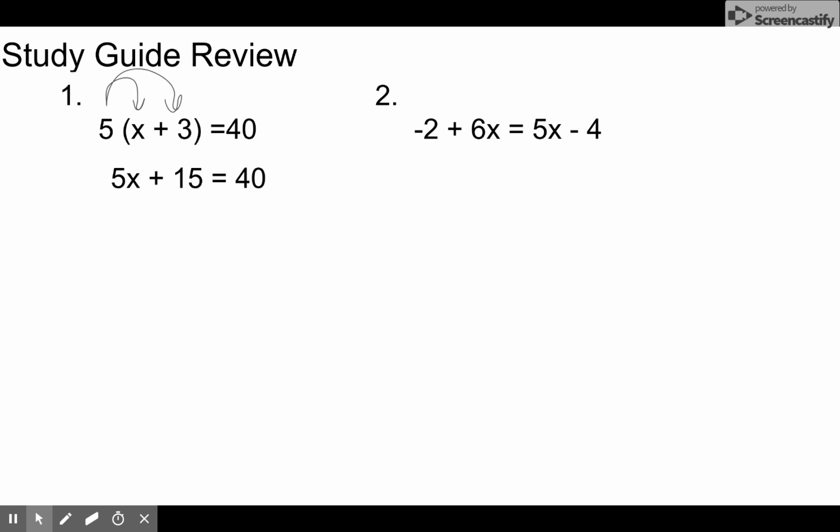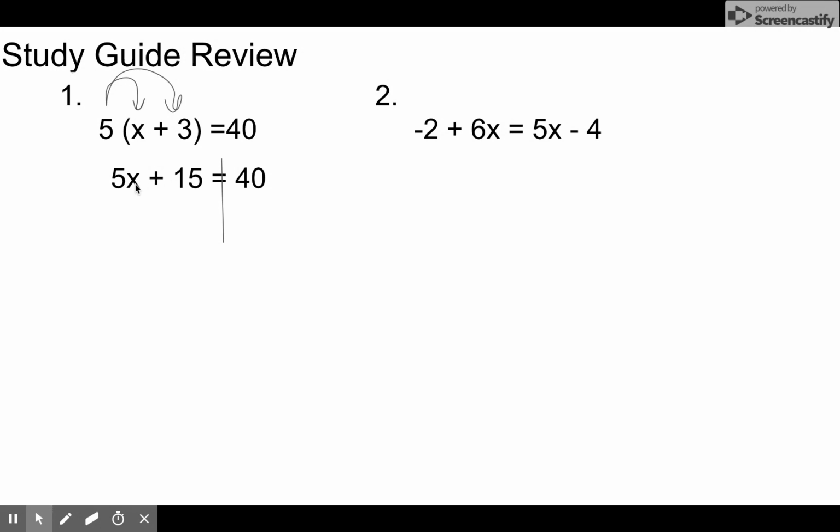Once you do that, you have no more parentheses, and the next thing you want to look for is your like terms. If you have 5x + 15 = 40, on the left side there's only one term with an x and one term without an x, which means they are not like terms. You cannot combine them. On the right side, we only have one number, so obviously you can't combine that with anything. That's our cue to start solving.